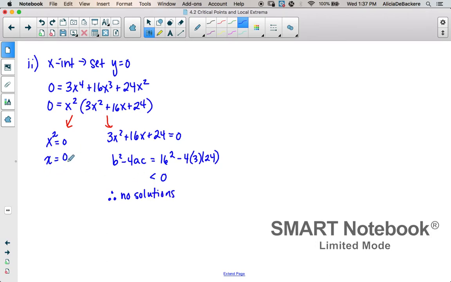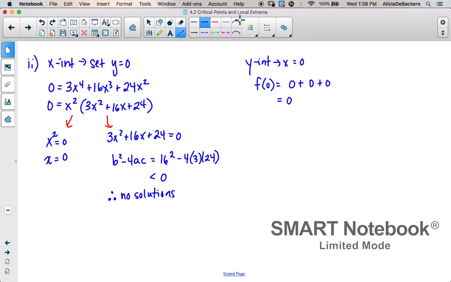So I have one x-intercept at x equals 0. That tells me that the y-intercept should also be at 0, 0. Otherwise, you don't have a function if you have more than one y-intercept. And when I plug it into my original equation, I'm going to get 0 plus 0 plus 0, which is 0. So I've got my x and y intercepts. This function only crosses through each axis once. I'm going to draw a quick sketch of this function, and I'm going to also include my critical numbers on that sketch.